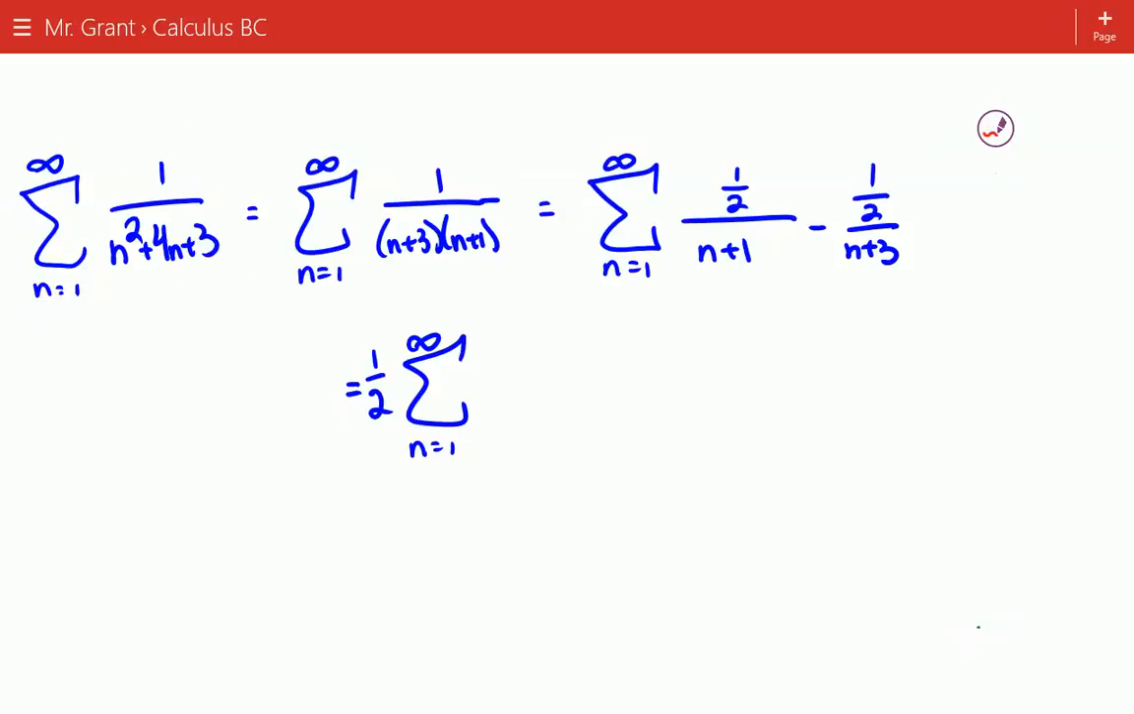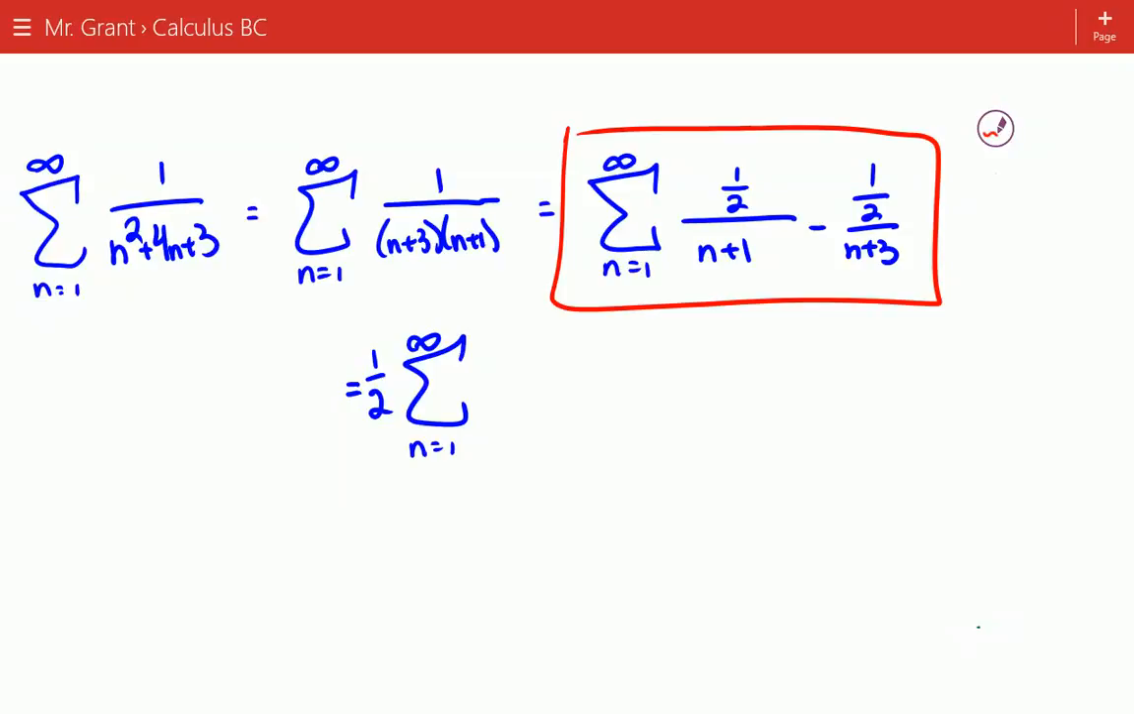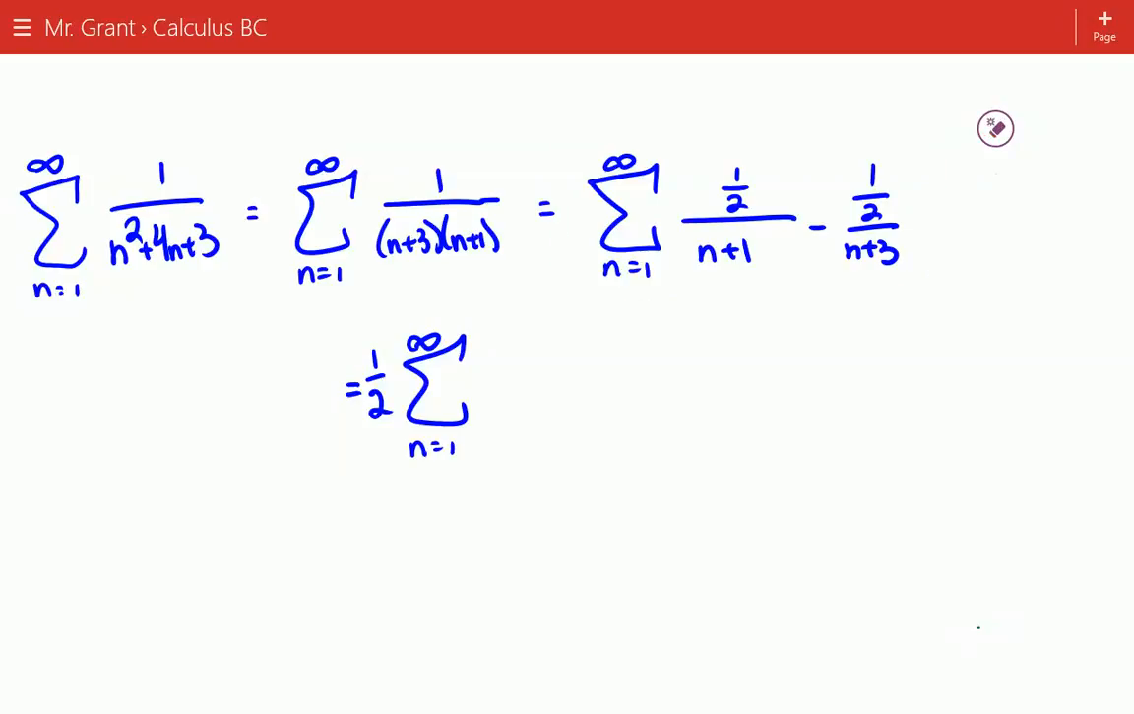You can factor it. And then using your partial fraction decomposition, we can break it down to here, where we find coefficients of 1/2, and I guess not necessarily positive, negative 1/2 as well. And if you factor out the 1/2 from both of those, you end up with the sum of 1 over n plus 1 minus 1 over n plus 3. And notice the denominators here are actually going to be 2 apart each time. The plus 1 and plus 3 are 2 apart.